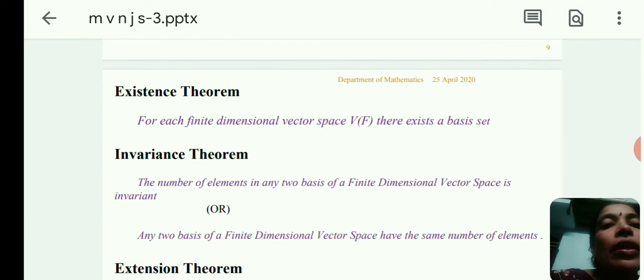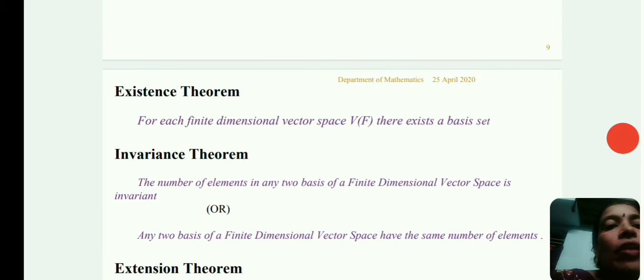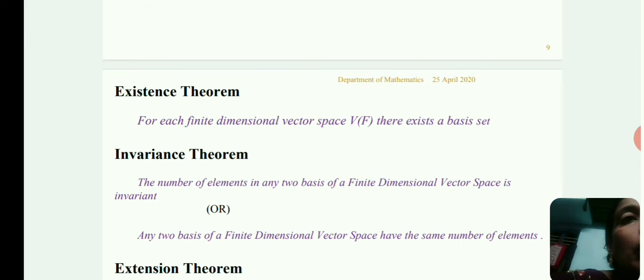Next is the invariance theorem. This is also one important theorem from the second unit. The number of elements in any two bases of a finite dimensional vector space is invariant. This is called the invariance theorem. Another statement of the invariance theorem is: any two bases of a finite dimensional vector space have the same number of elements. This is the statement of the theorem.